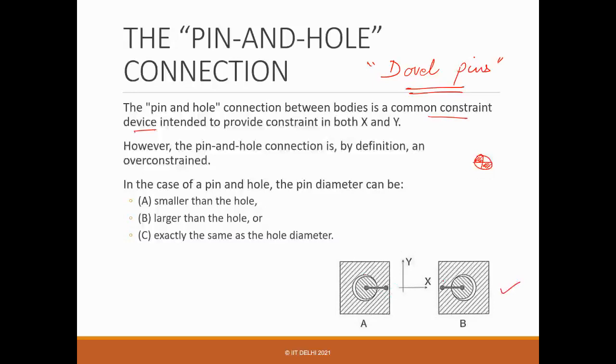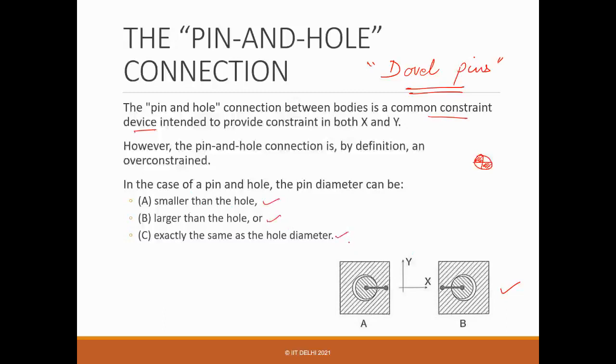But because of machining limitations, you know that it cannot happen. So there are three cases. Either the pin is smaller than the hole, or the pin is larger than the hole, in which case there will be interference. Here it can move freely, or the pin is exactly the same as the hole diameter, which is not possible.